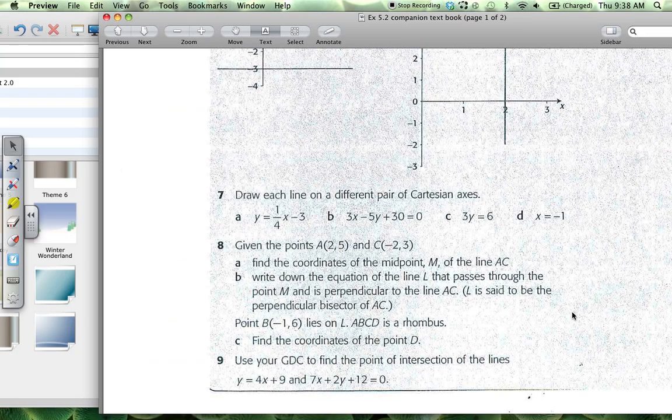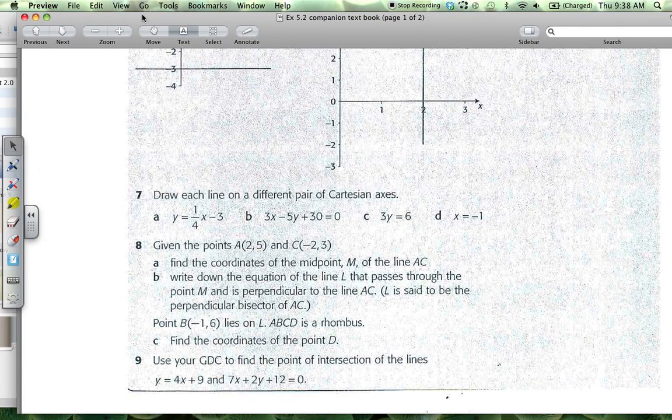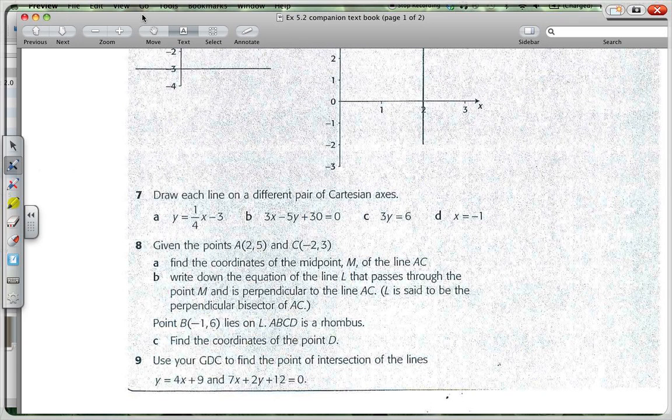Alright, so going back to our examples here. Question 9, it says use your graphics calculator to find the point of intersection of these lines. Now I'm not going to do this. This is pretty straightforward. You're just going to put this in. With this one over here, just make sure that you put it in the form y is equal to.